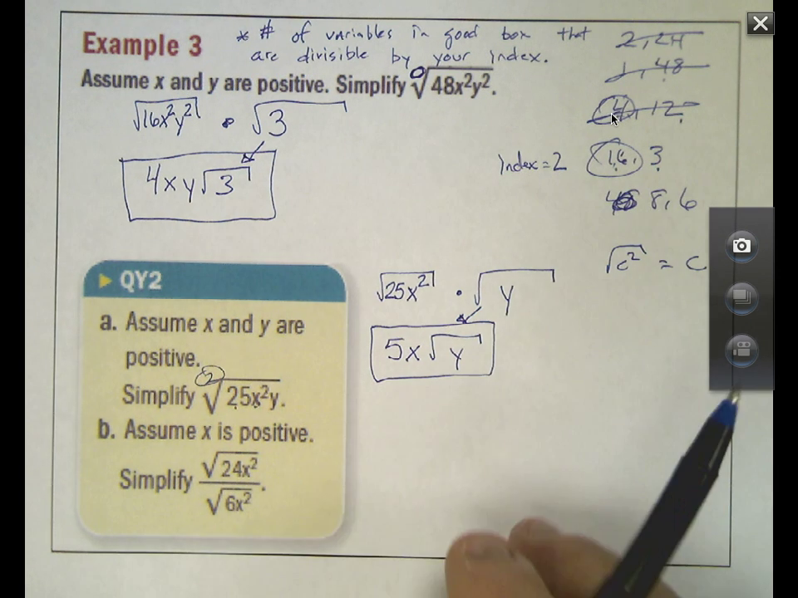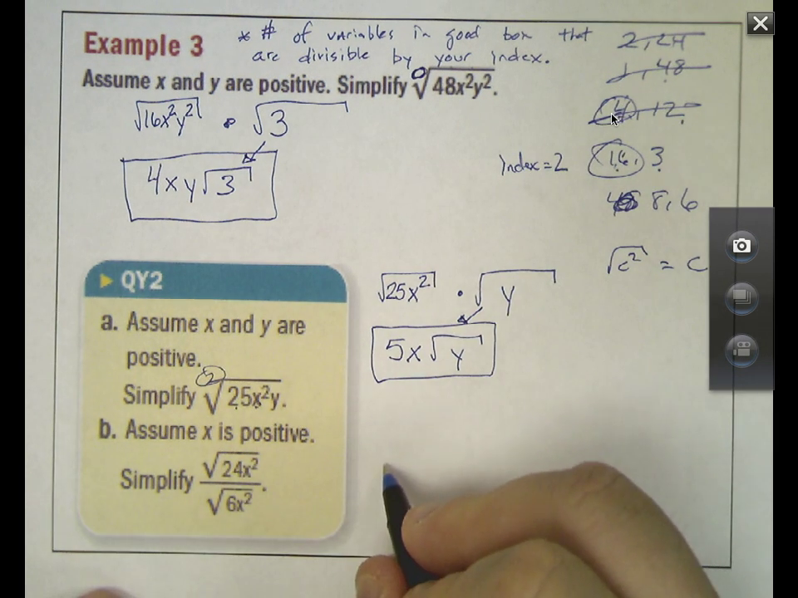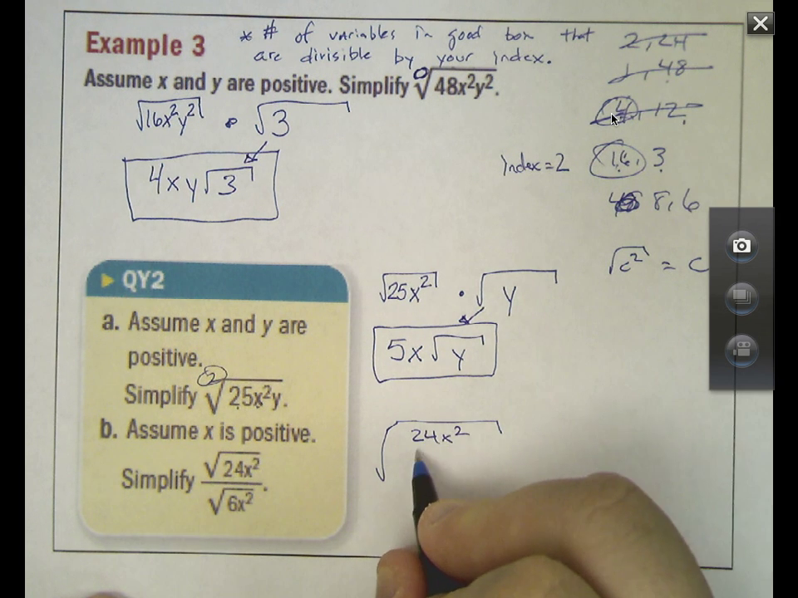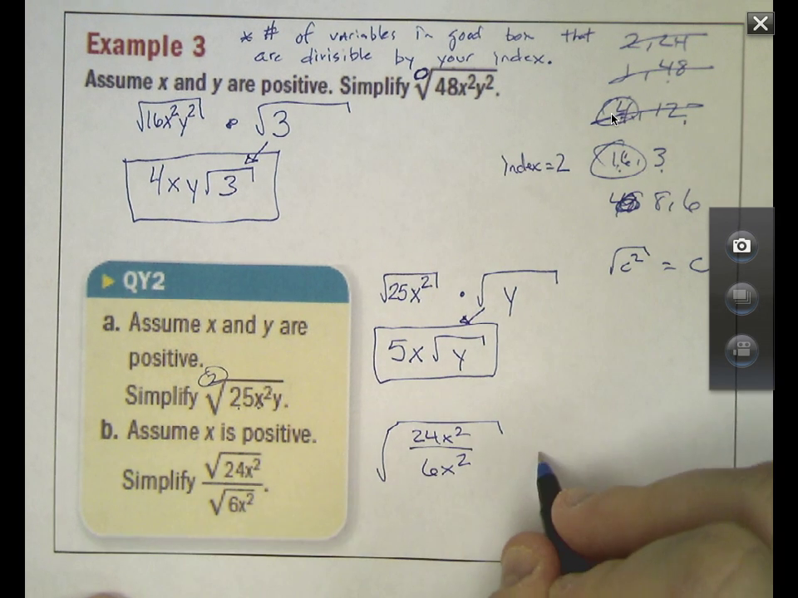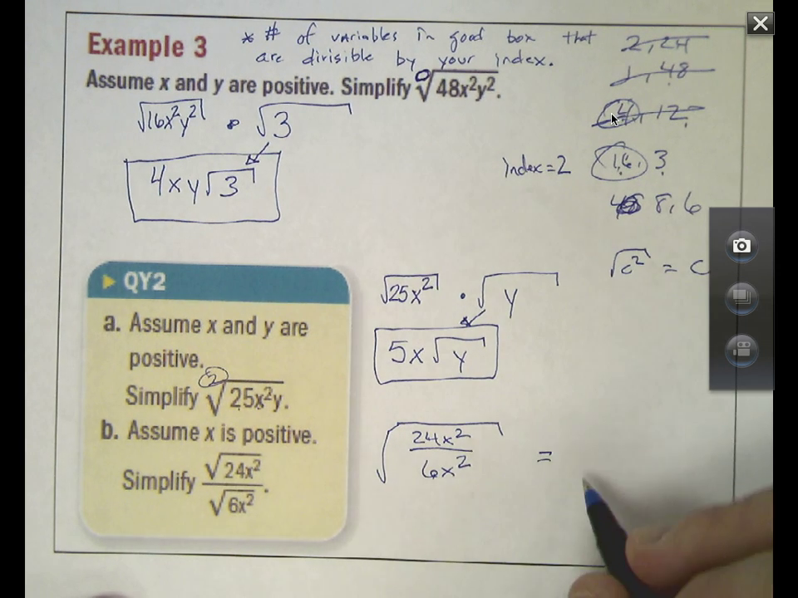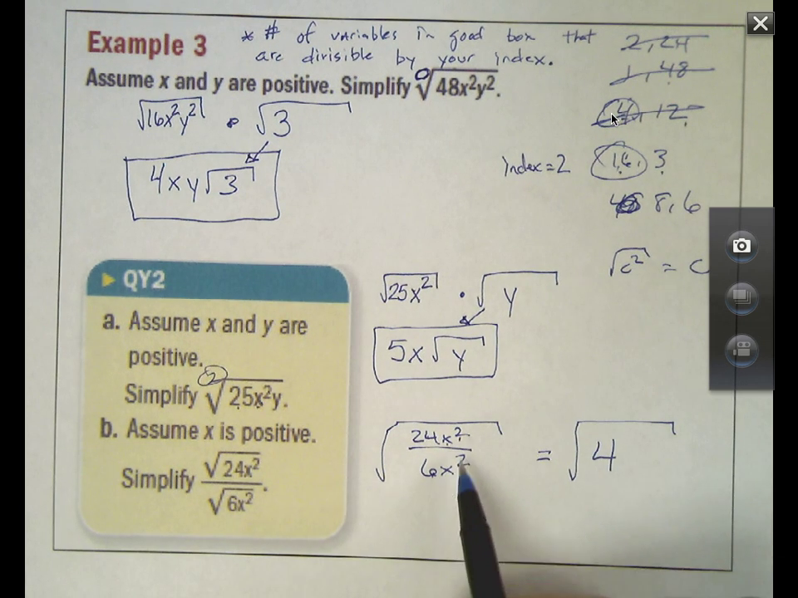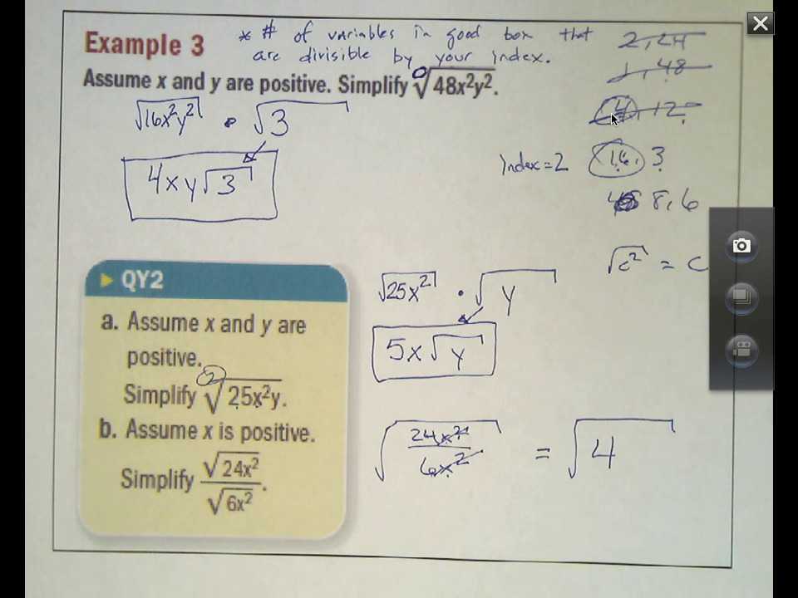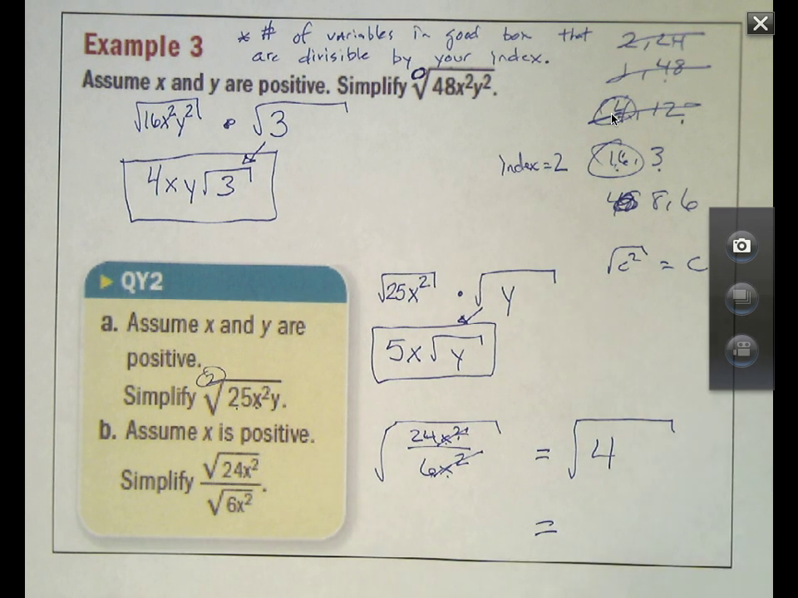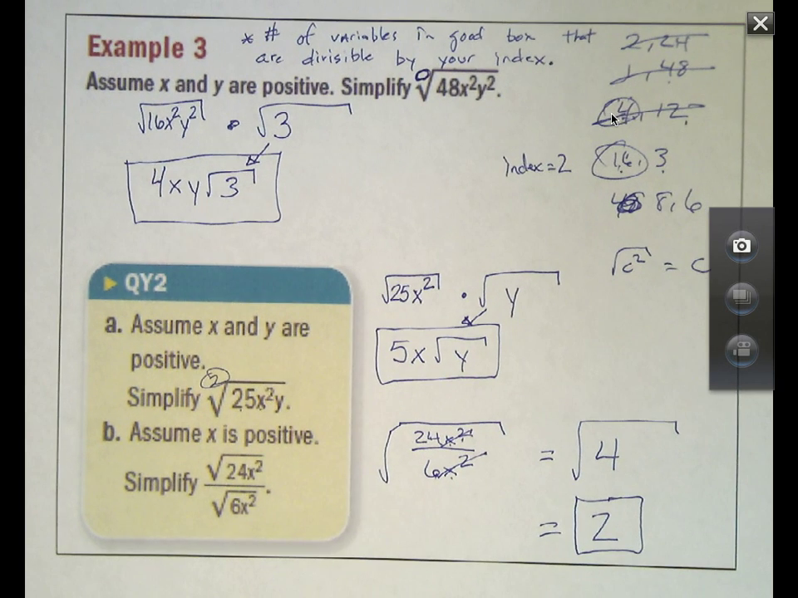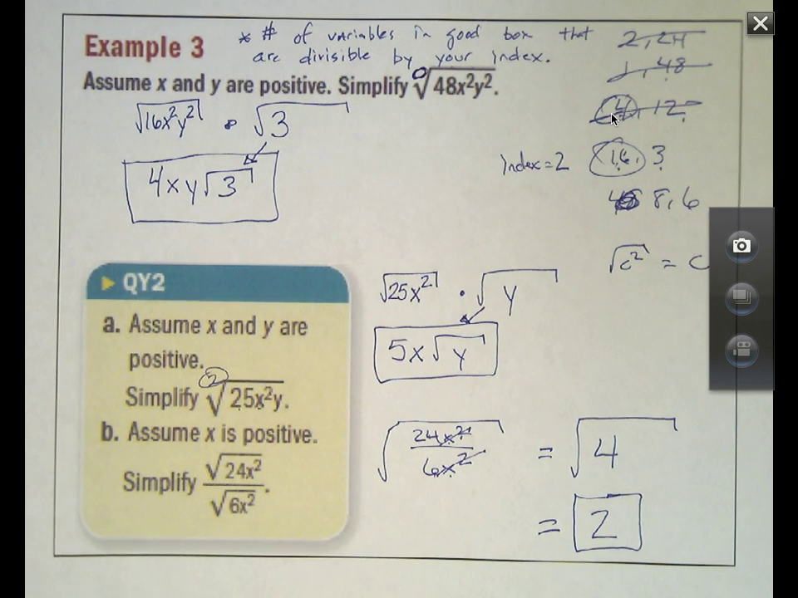B, assume x is positive. Simplify. Here's a quotient property. So what I can do is put these together and just reduce them down. This turns into, actually, if I wanted to do this, the square root of 24x squared all over 6x squared. Well, 24 divided by 6 is 4. x squared divided by x squared, those are gone. What is the square root of 4? The square root of 4 is 2.